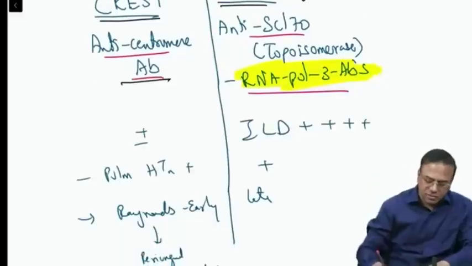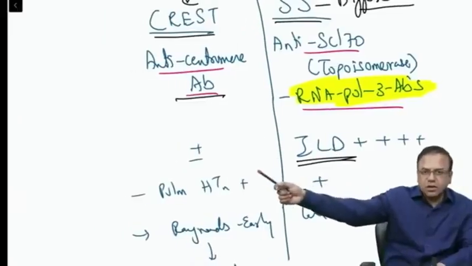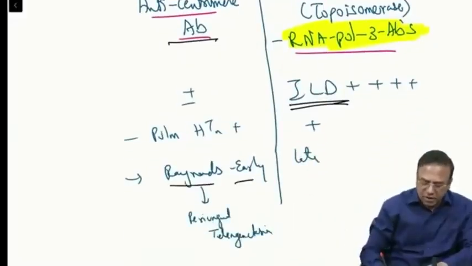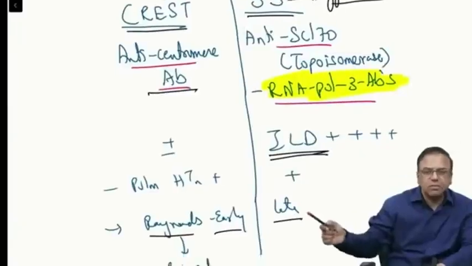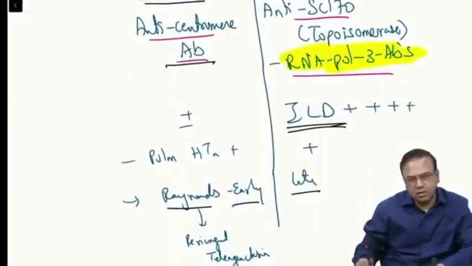Big difference is these patients die of interstitial lung disease. Interstitial lung disease doesn't occur in CREST, but both will have pulmonary hypertension. Raynaud phenomena occurs very early in CREST. It's a late manifestation in patients with the diffuse type. Very early, years before the skin involvement, you can get Raynaud phenomena in CREST syndrome.